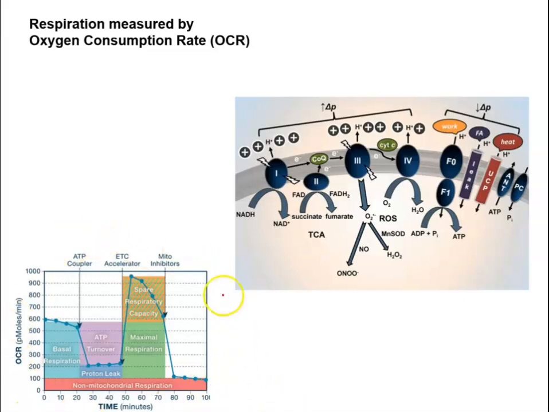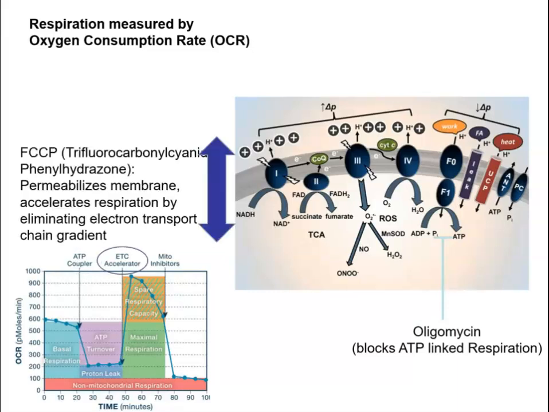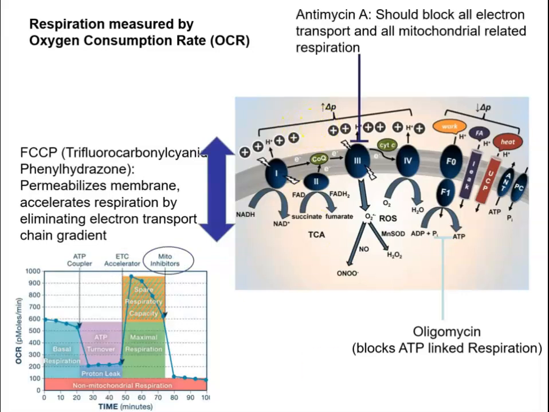There's an instrument called the Seahorse. It can actually measure this oxygen consumption rate over time, and you can poke holes and essentially mess up, adding inhibitors or activators of these different things. So we can look at oxygen consumption rate, and we can add different things to block, for example, the ATP synthesis, which blocks the ATP-linked respiration. We can look at permeabilizing the membrane and how that influences things, right? We know that the hydrogen gradient is really important. Essentially we eliminate the electron transport chain gradient because that hydrogen gradient is affected. So that's going to show changes there.